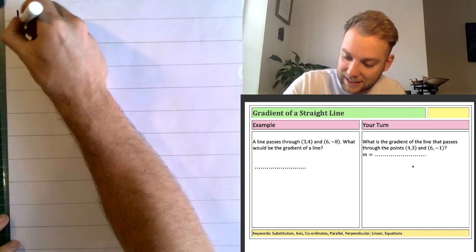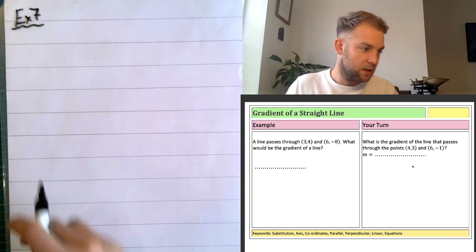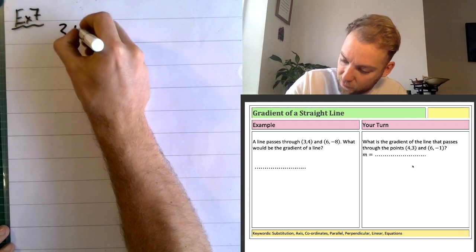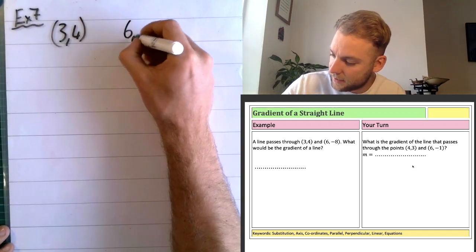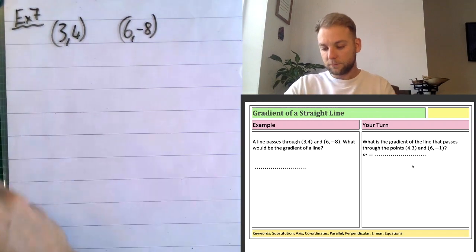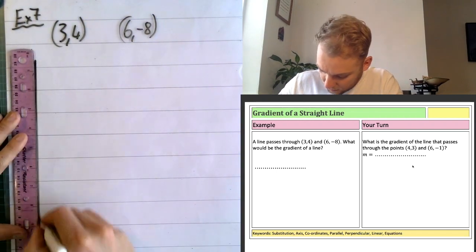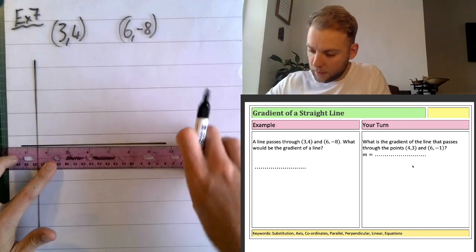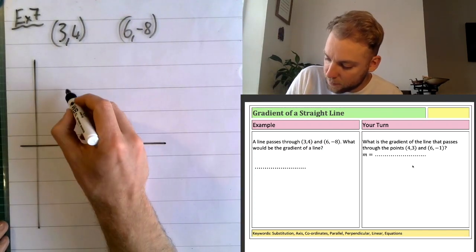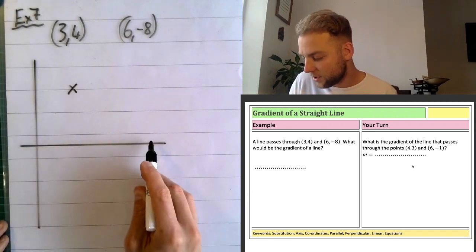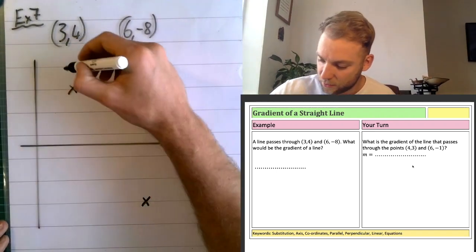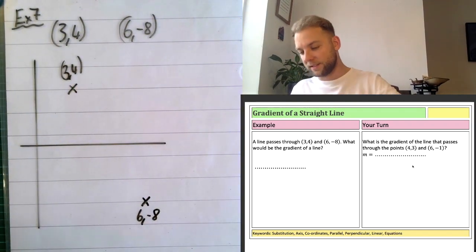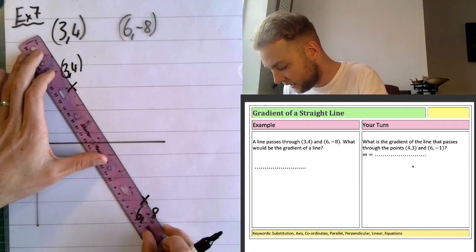So this one here is example 7. Now this one here, it's not going anywhere on the left, but it's going down. It's going to be from 3, 4 to 6, minus 8. So draw a nice big graph again. So 3 across, 4 up, let's put that there. 6 across, 8 down is going to be down here. So 3, 4, 6, minus 8. And remember, it's the line that we're drawing that's the gradient we're finding.